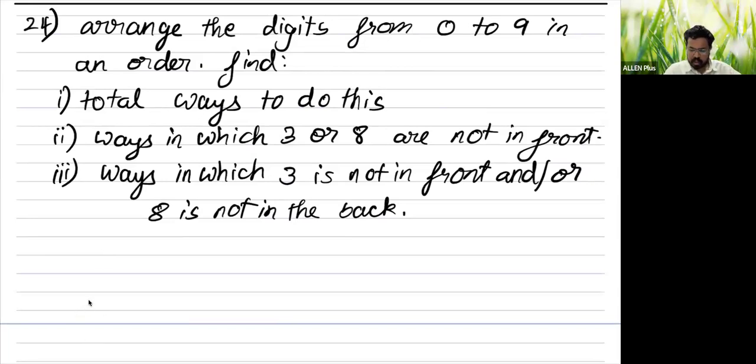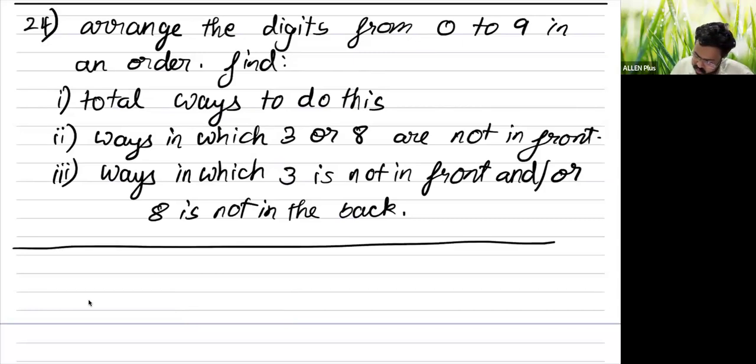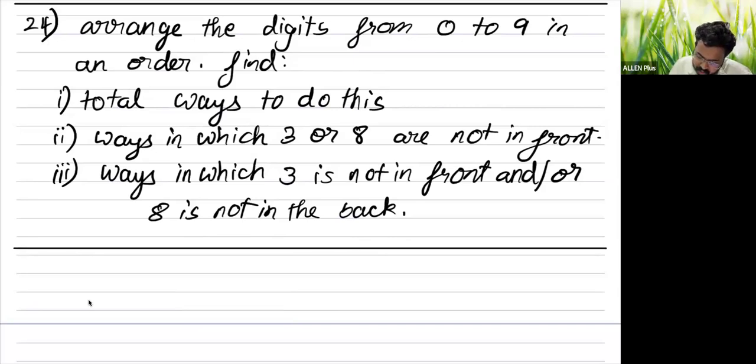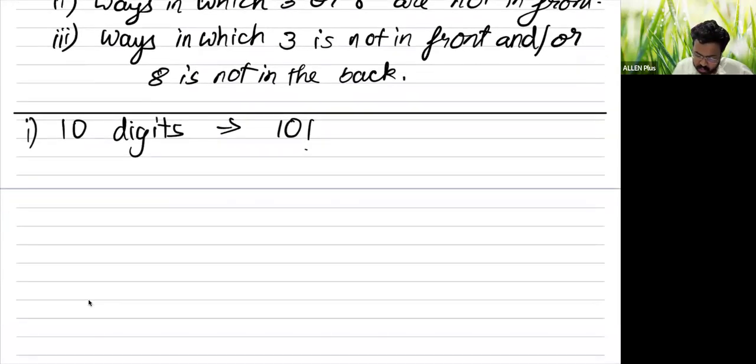So everyone, for the first one, don't expand out or calculate the answer. It is fine if you leave it in factorial. I'll solve the first question, which is simple and straightforward. Arrange the digits from 0 to 9. There are 10 digits, so 10 factorial. I hope everyone remembers how this is supposed to be done. You make 10 slots: 1, 2, 3, 4, 5, 6, 7, 8, 9, 10.